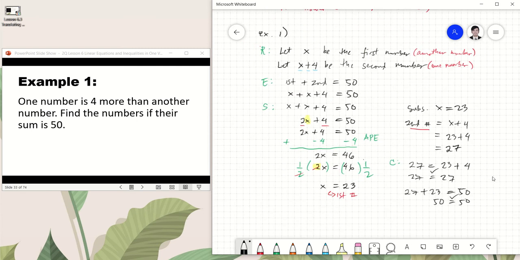So, we write our final answer in a complete sentence as an answer to the question. The two numbers are 23 and 27.